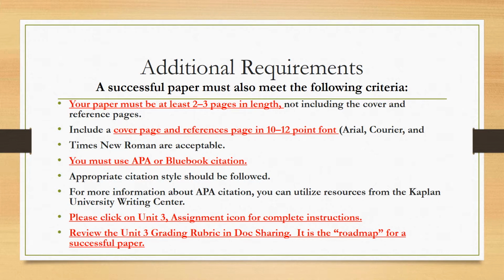And the second step here, and equally important, is to review the Unit 3 grading rubric that is in DocSharing. That's the roadmap for a successful paper. Your grading rubric spells out specifically what must be in your paper and how it must be put together to successfully acquire those points that you want. So if you do that, you will have the perfect paper.